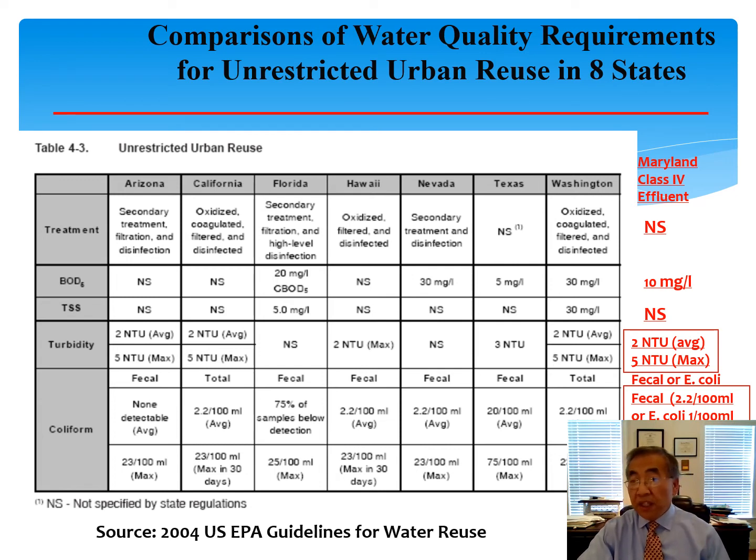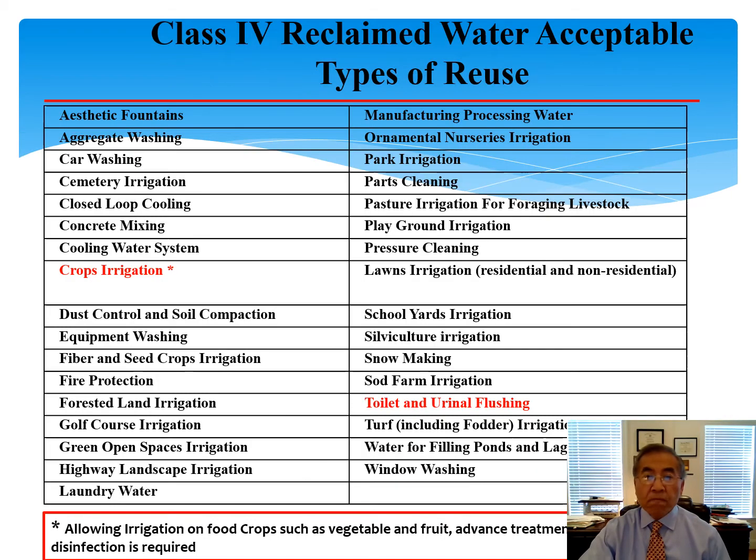If you see the NTU, the turbidity requirement, we are very similar to Washington State, California, and Arizona. Our BOD is different. Standalone, we use 10 ppm as a limit. However, we do have a chlorine residual requirement. Other states don't have it. So you can compare the difference between our guideline and other states' guidelines on water quality.